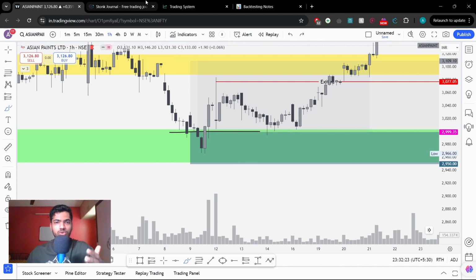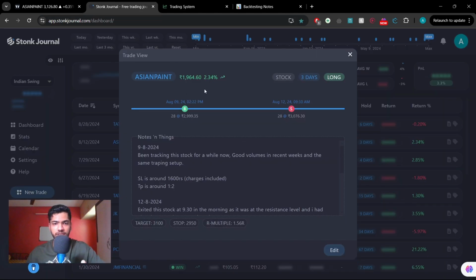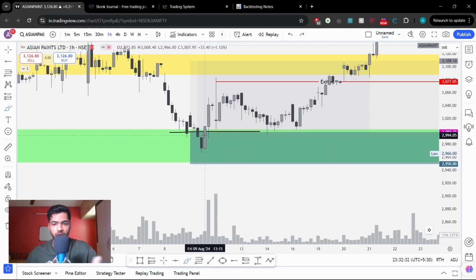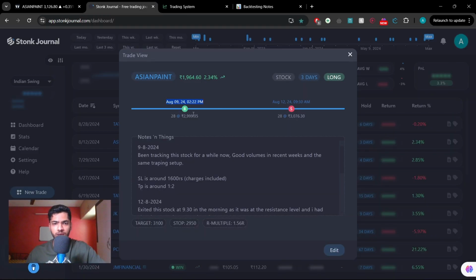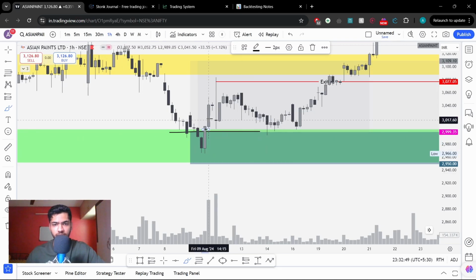So let's go to my journal. As you can see right here, August 9, 2024, 2:22 p.m. So this is the 1:30 to 2:30 candle. This is where my entry was at 299.35. Approximately 3000 was my entry amount, calculating all the brokerage and charges. So I entered with 28 quantity, and that day itself it was giving me a 1:1 reward.